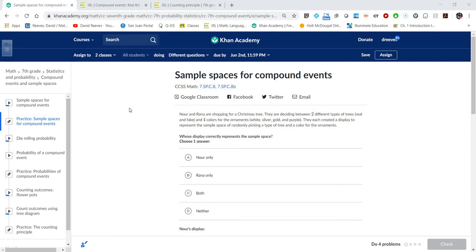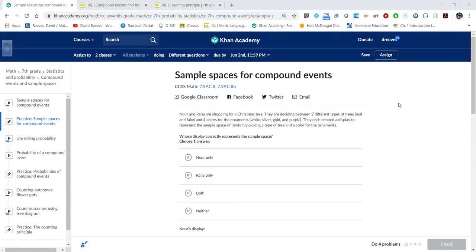And today we are looking at sample spaces for compound events and talking about the counting principle, how we can find the total number of outcomes given a description of the events that are occurring. So I thought I'd just go through some of the problems from Khan Academy and IXL and kind of explain it as we go.